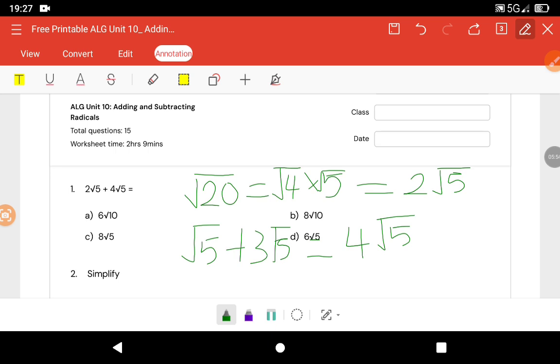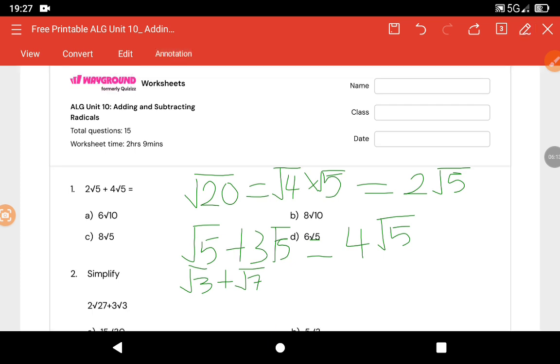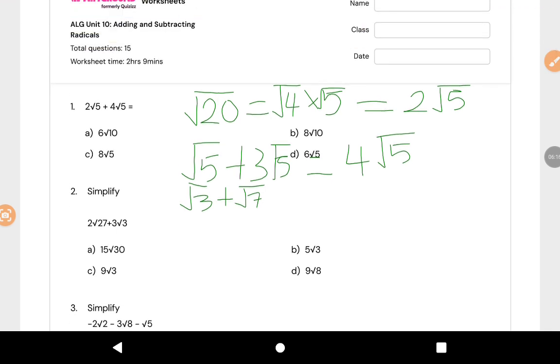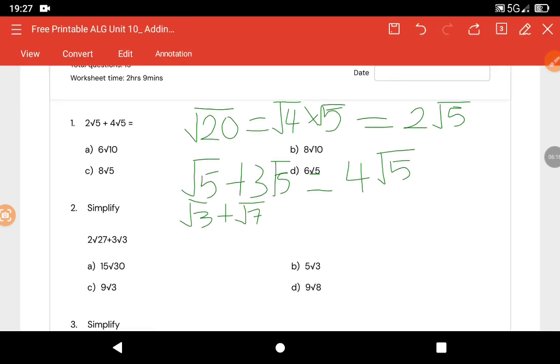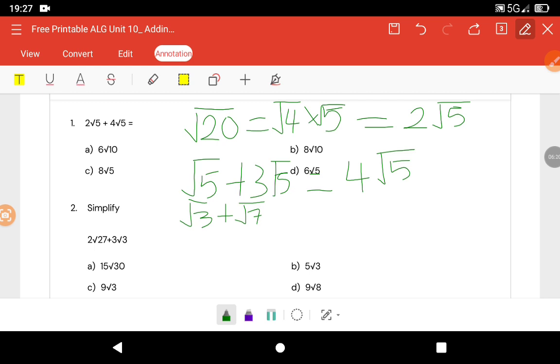But in a situation where you have root 3 plus root 7, it's not possible to add these two because the numbers are not the same, the radicals are different. You can't add root 2 plus root 7. It's not possible. You're not going to get any reasonable answer. So what do we do when we have this type of question? There's just nothing we can do.